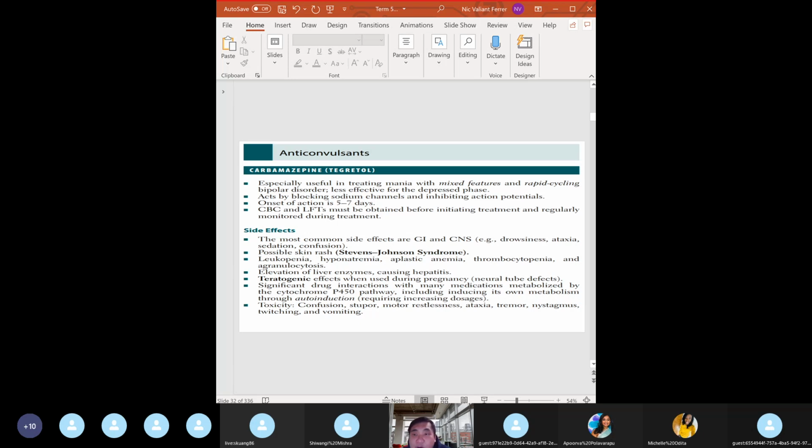You can also have leukopenia, hyponatremia, aplastic anemia, thrombocytopenia, and agranulocytosis. Elevation of liver enzymes causing hepatitis. You have teratogenic effects when used during pregnancy. Significant drug interactions and some toxicity.